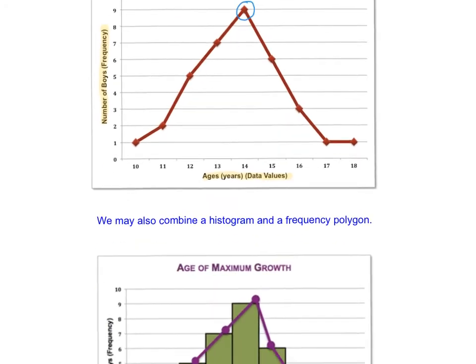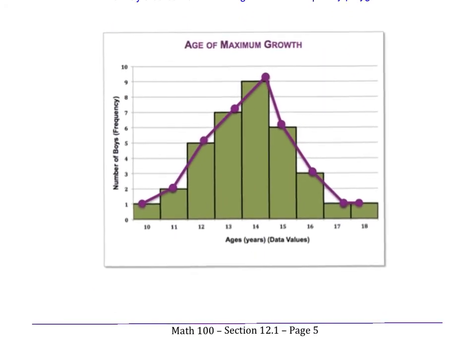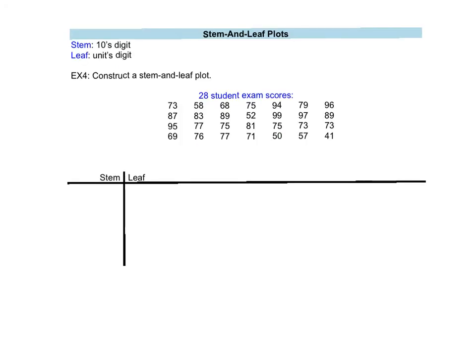So we can also combine the two. Have a bar graph and a line graph together, or histogram and frequency polygon together. So these are just picture ways to organize data, and you've seen other graphs as well, such as pie charts. The last thing we're going to look at is another way to organize. That would be the use of a stem and leaf plot.